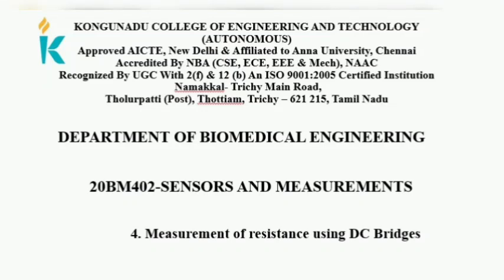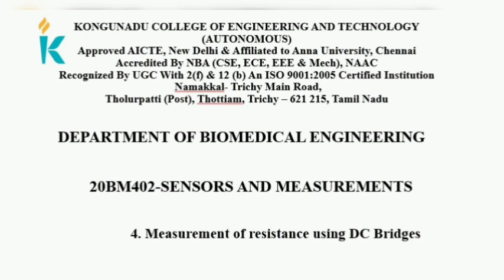The fourth experiment in our syllabus is measurement of resistance using DC bridges. The objective of this experiment is to understand the principle and working of DC bridges such as Wheatstone Bridge and Kelvin Bridge, which is used for resistance measurement. To accurately measure the unknown resistance values such as low, medium and high, we can use the DC bridge circuits.